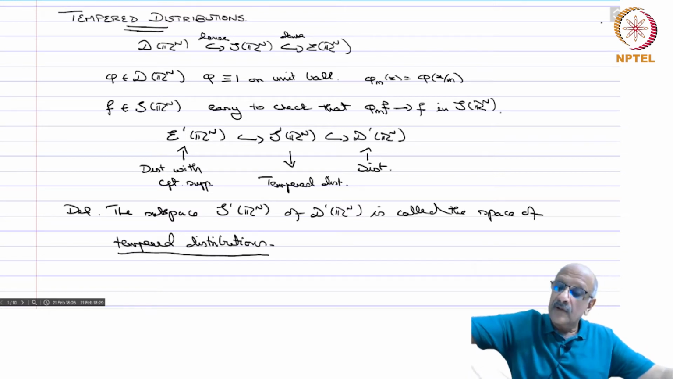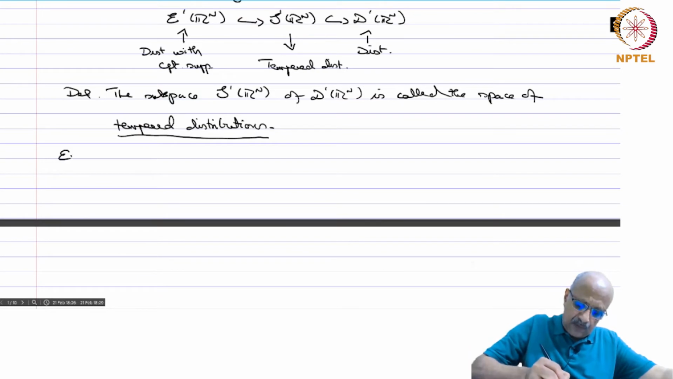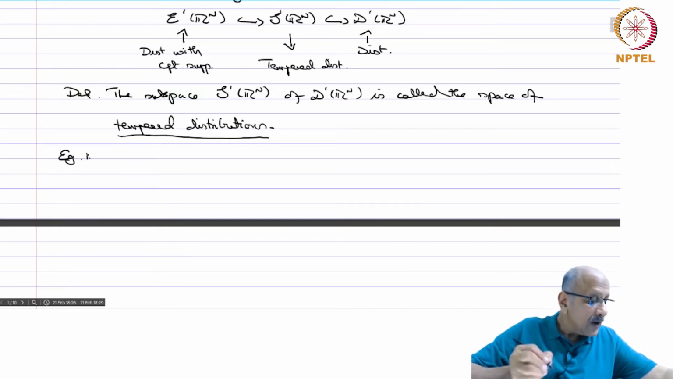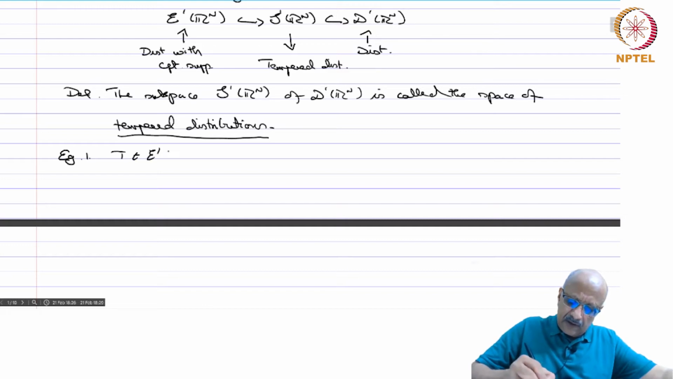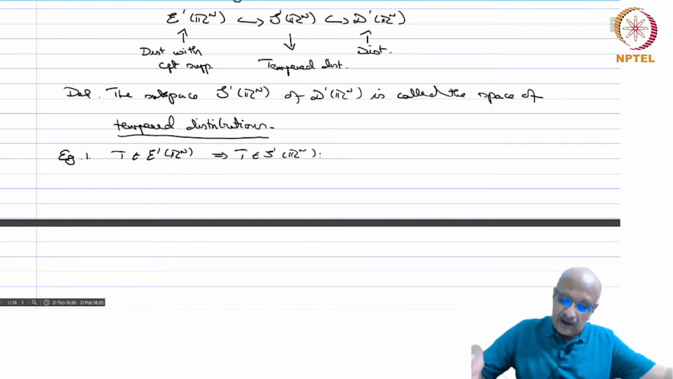Okay, so now let us look at examples of tempered distributions. So first example, T in E prime of Rn, that means a distribution with compact support, implies T is in S prime of Rn, as we have just shown. Okay, so in particular the Dirac distribution is a tempered distribution.